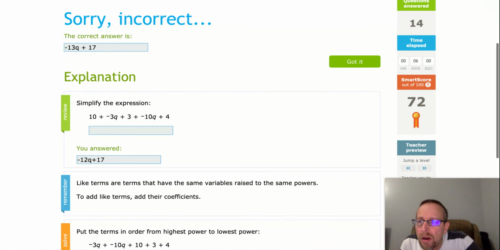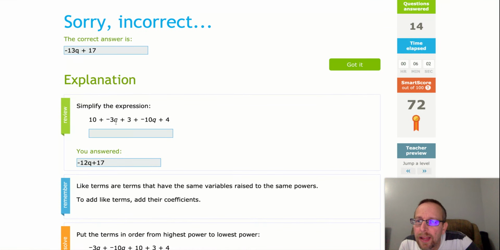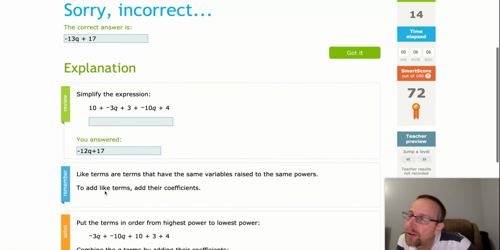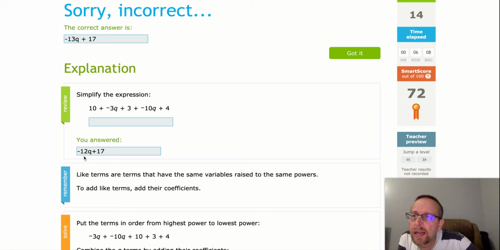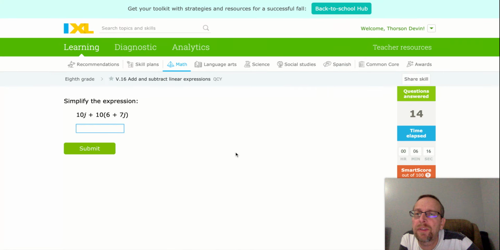Ooh, what did I do wrong? Oh, I didn't add right. 3 and 10 is 13, not 12. Okay, I always take the time to figure out what my mistake was. I put a -12. Correct answer was -13. -3 and -10 is -13. I either hit the wrong button. I don't know. I'd have to rewatch to see.